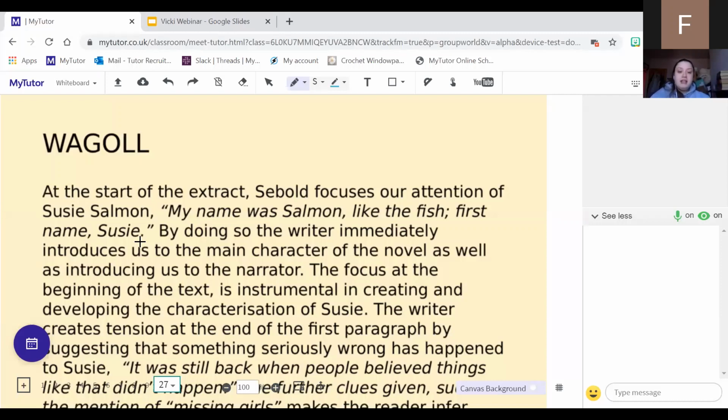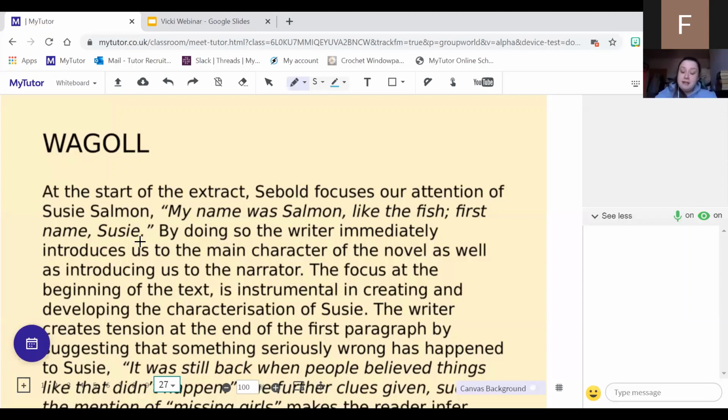So at the start of the extract, Seabold focuses our attention on Susie Salmon. "My name was Salmon, like the fish, first name Susie." So I have embedded my quotations. By doing so, the writer immediately introduces us to the main character of the novel, as well as introducing us to the narrator. So I'm saying what the purpose, I think, of starting off like that is. The focus at the beginning of the text is instrumental in creating and developing the characterisation of Susie. So I'm talking about characterisation, which is a tick on other structural features.